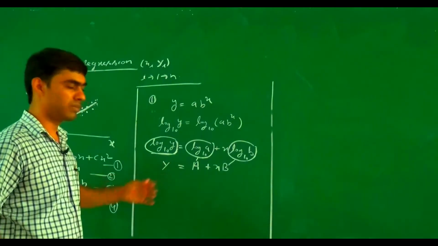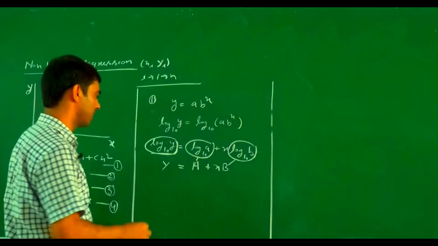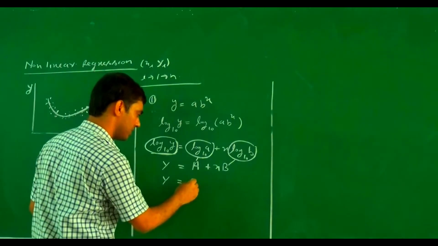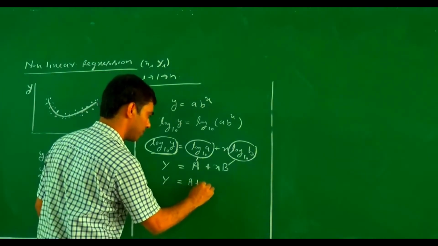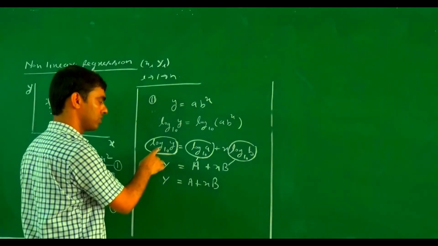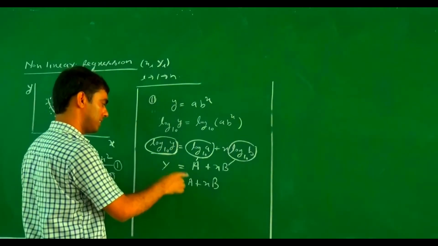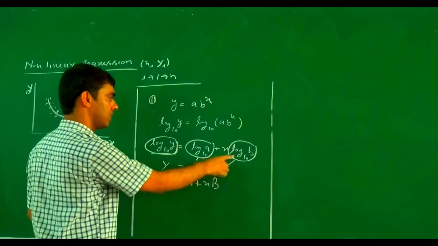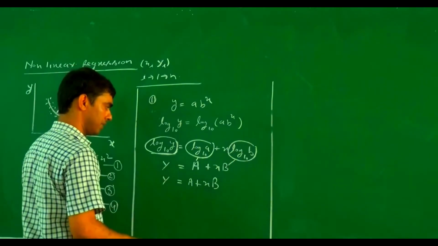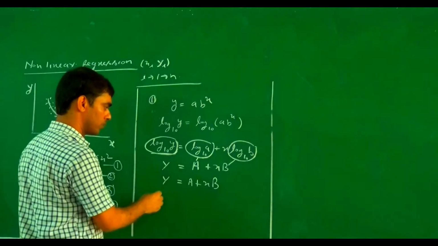So now this becomes a linear equation, the equation of a straight line Y equals A plus Bx. Here capital Y is log of y base 10, capital B is log of b base 10, and capital A is log of a base 10.